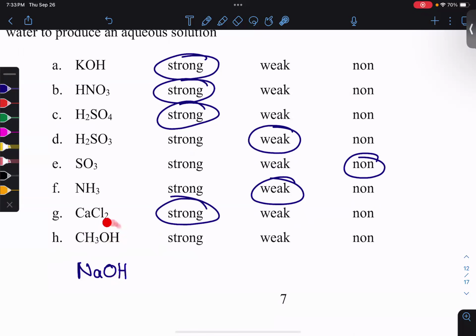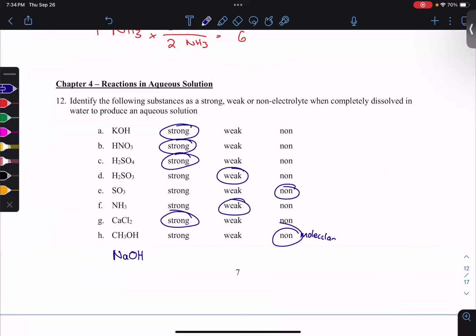Is this a base? It is not. It's actually an alcohol. This is methanol. So this is actually a molecular compound, so it is a non-electrolyte. Just because there's an OH on there doesn't make it a base. It has to be attached to a metal. All right, so I tricked you.